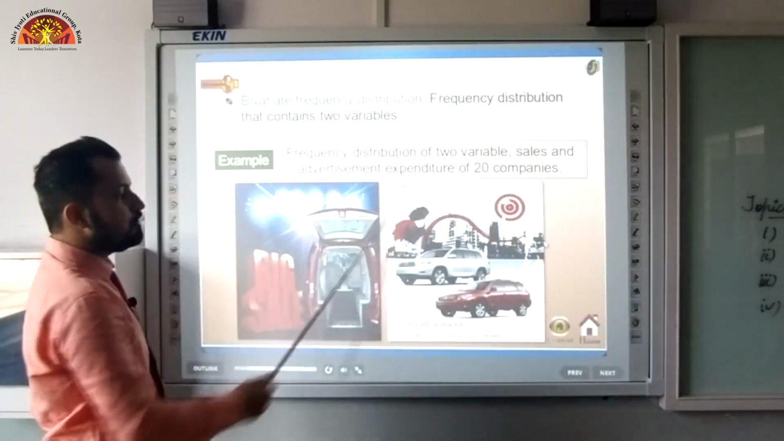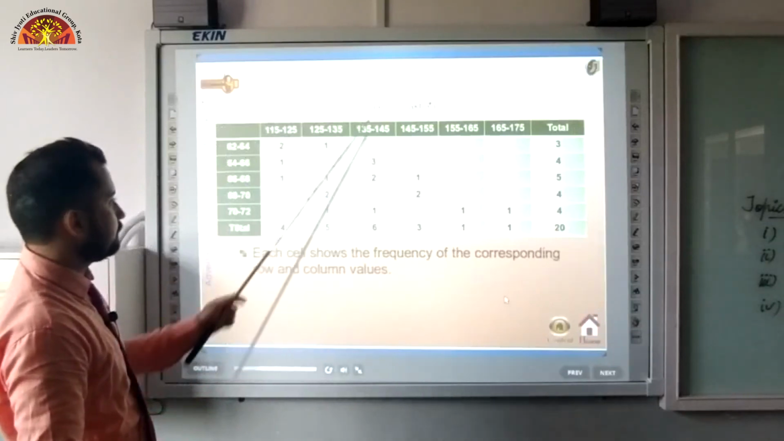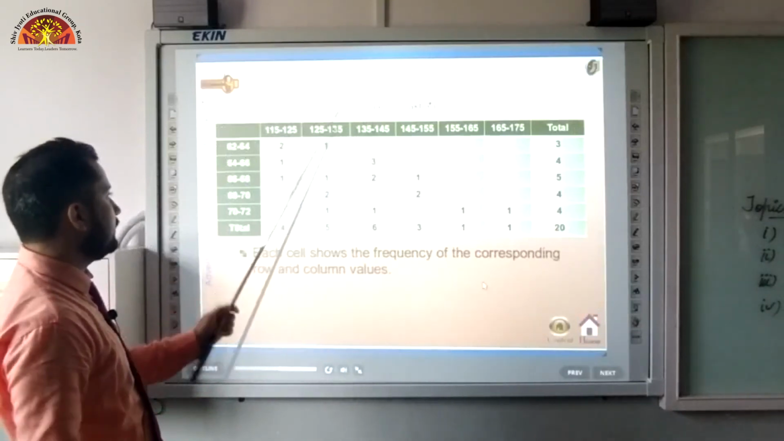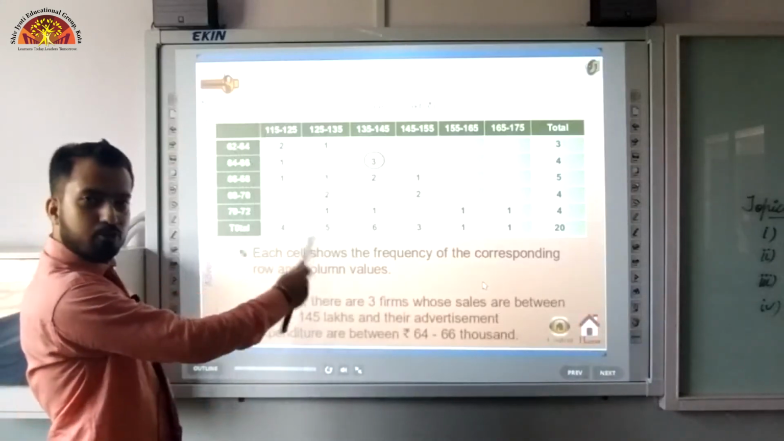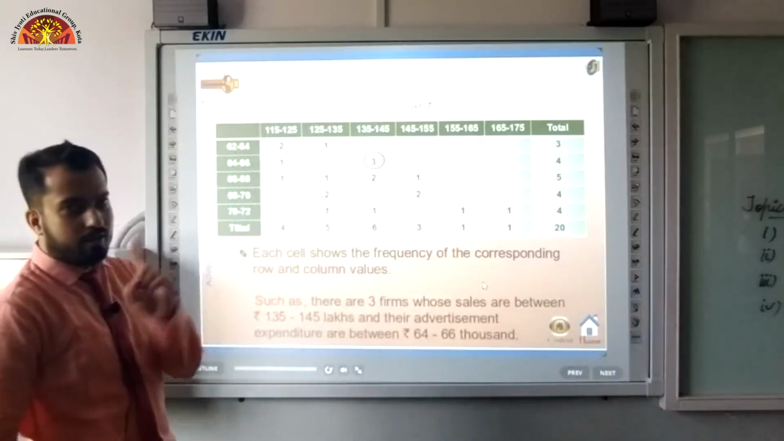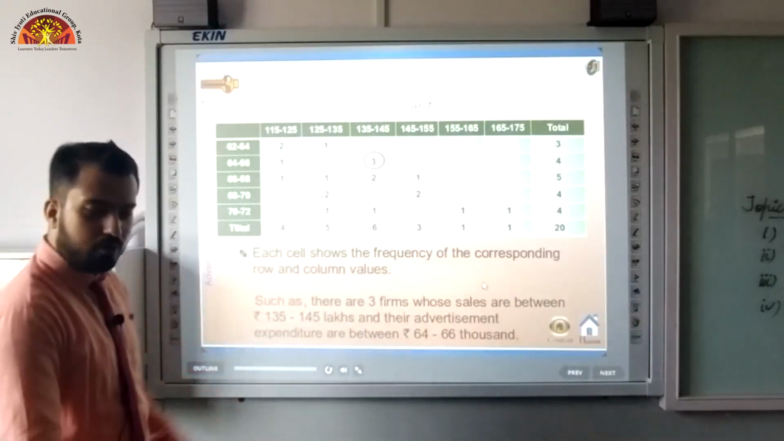तो दोनों चीजों को हम एक ही साथ टेबल में प्रेजेंट करें. This you can see here, sales in lakhs is there and this advertisement expenditure in thousand. So both of the things are there in only one frequency distribution, that is known as bivariate frequency distribution.